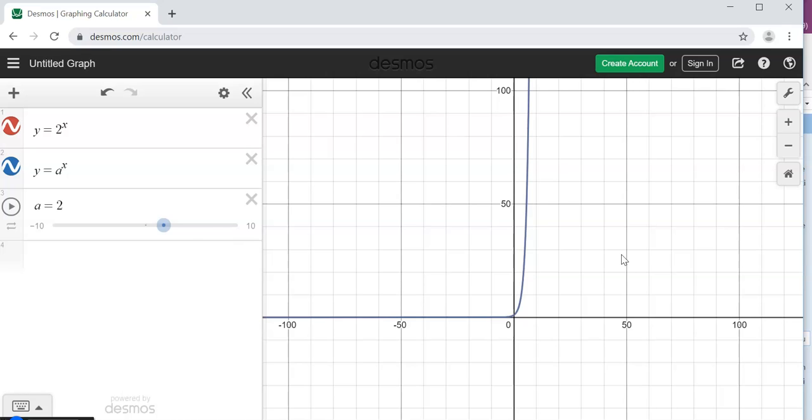Well, having a look at what's happened for parabolas, I'm going to predict that this is probably going to get steeper as this value for a gets higher and higher. So we can see here now, this blue line is moving closer and closer towards that y-axis, okay? So this is actually getting steeper as it gets closer and closer to infinity. So let's summarize some of these rules.